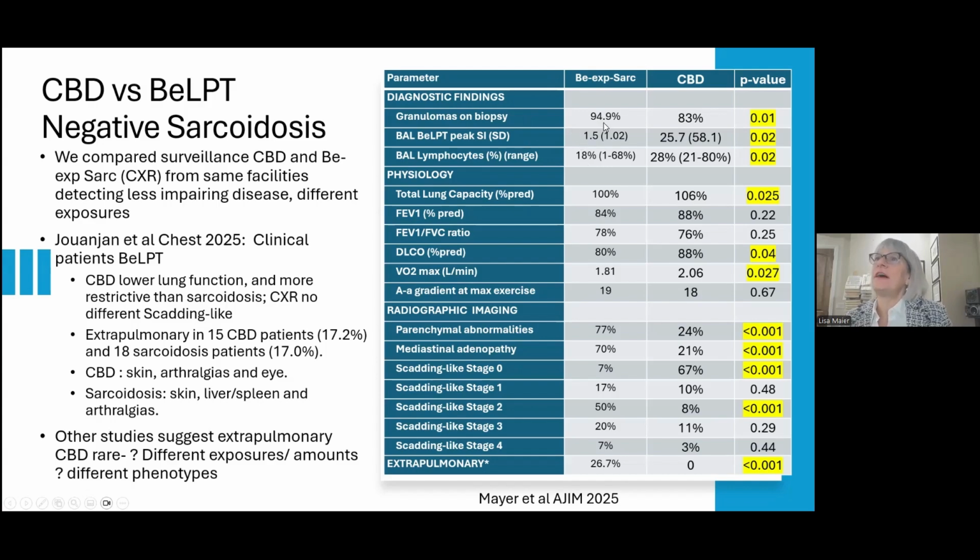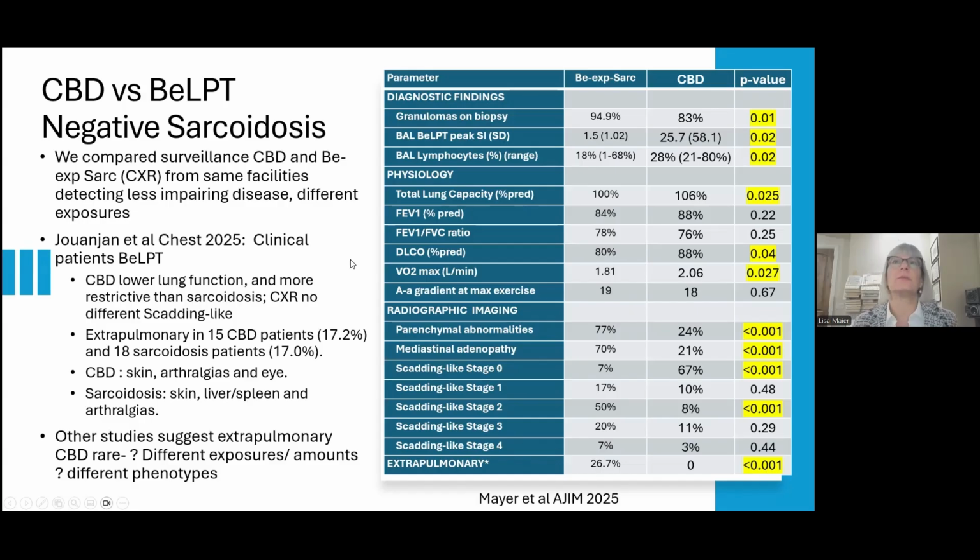Well, we do tend to find that more of those people have granulomas on biopsy. They have lower BAL lymphocytes. In our population, they had lower lung function and were more likely to have abnormal chest x-rays and more likely to be a more severe manifestation. This is a sarcoidosis staging system where 0 and 1, this is just lymph nodes, 0 normal, 2 with abnormalities in the lung, 3 no lymph nodes, this 2 has lymph nodes, and 4 is scarring. So again, we found these differences and we found no cases of extrapulmonary disease.